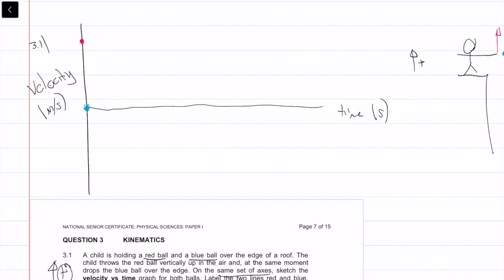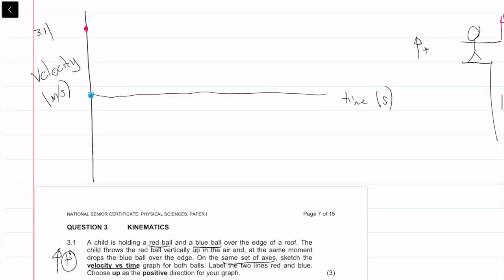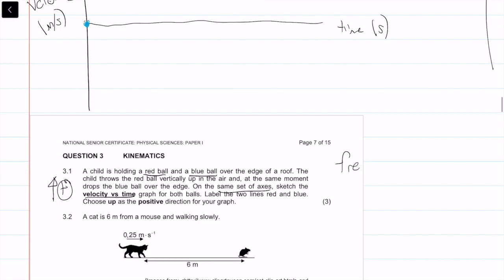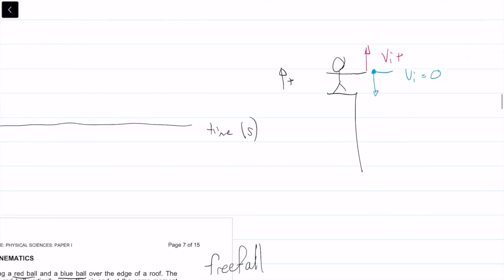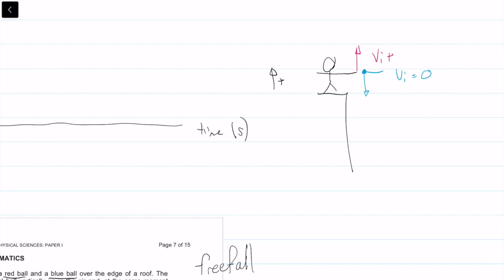Then the next thing we need to know is what are these graphs going to look like? Are they going to be straight line graphs, or are they going to go upwards, downwards? But we know that this question is essentially a free fall question. Both balls are in free fall once they've left the hand of the person standing on the roof. When something is in free fall, we know that the acceleration is equal to gravity, and we know that we took positive as being upwards, so the acceleration will be negative because gravity acts downwards.